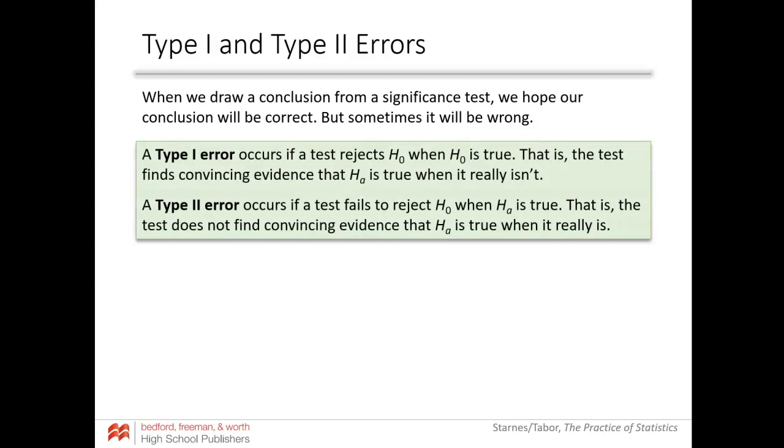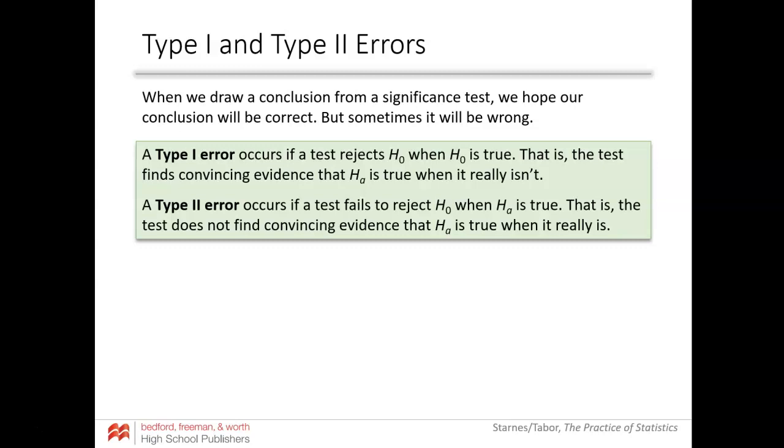So a type 1 error would occur if we reject the null hypothesis, but it's actually true. So a type 1 error means the null hypothesis is actually correct, but for some reason we rejected it. And that's just the way the stats happens. So there is a probability of that type of error occurring.